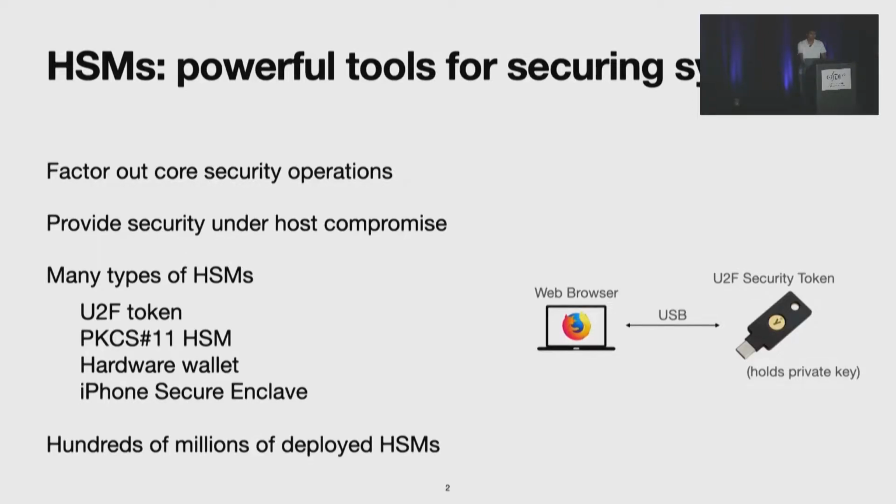So for example, consider the diagram on the right, and you too have security tokens like a YubiKey, where they're used to protect a private key used for authentication. And the idea is that even if the web browser or host machine is compromised, the private key is safe on this external device. There are many types of HSMs out there, and there are hundreds of millions of deployed devices in the wild.